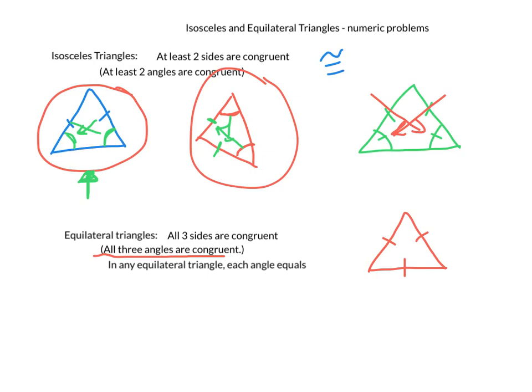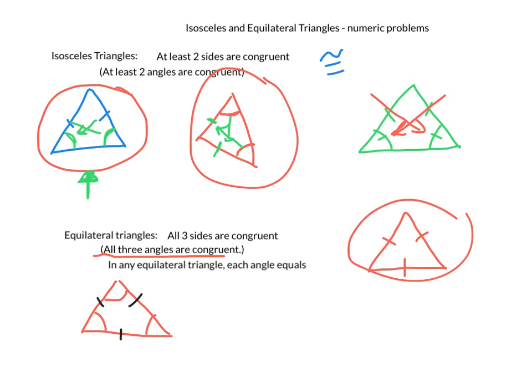Equi means equal, lateral means side. So if all three sides are equal, it's equilateral. Another way to tell, and I put that in parentheses up above, is that all angles are congruent. So if you have a triangle and all three angles are marked with the same tick mark, we right off the bat know that all three angles are equal, and we also know that that means that all three sides have to be equal.